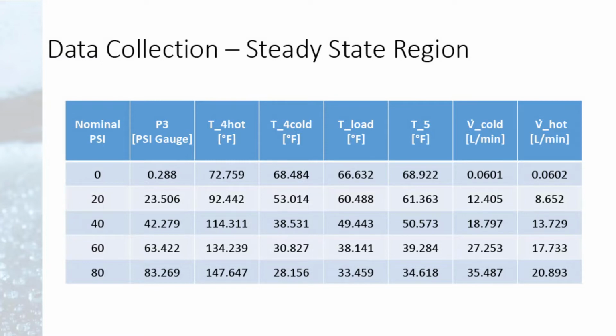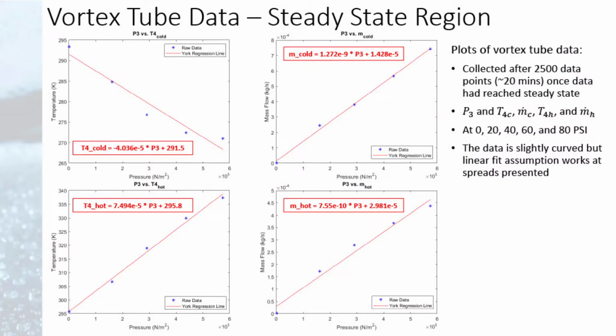The pressure gauge, P3, was used to collect pressure data exiting the accumulator tank. The temperatures at the hot and cold streams were also collected. The temperature of the aluminum block acting as a load and temperature at stage 5 were also collected. The flow rates at the hot and cold end were measured and collected using flow sensors at the end of each exit. The vortex tube data from the steady state region was then plotted.